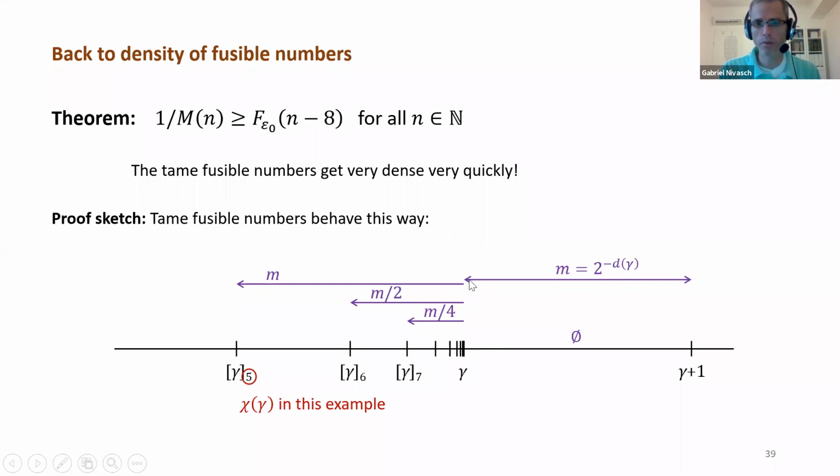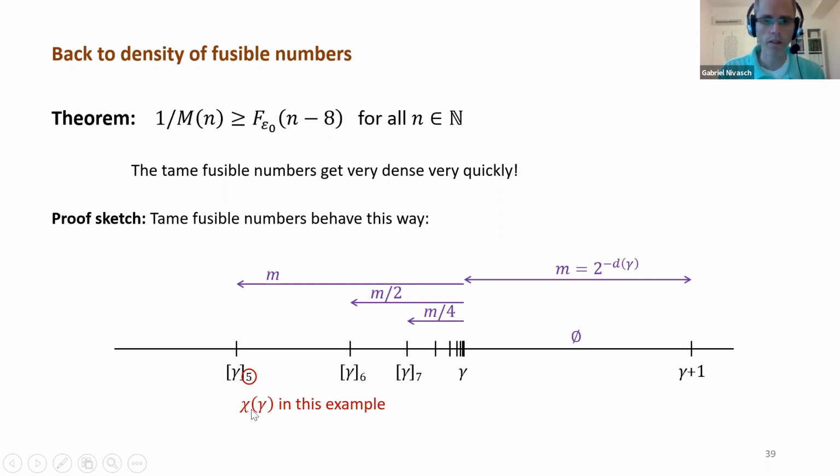The number you want to compute, this m, the distance between this and this is 2 to the minus something. This minus something, call it d of gamma. So if you go left instead of going right the same distance, you bump into one of the guys in the canonical sequence of gamma. Let's say gamma 5. It's not necessarily 5. And if you go a half of that, you find gamma 6. And if you go a quarter of that, you find gamma 7. It's not always 5, it's always some number, and then you get the next number and so on.